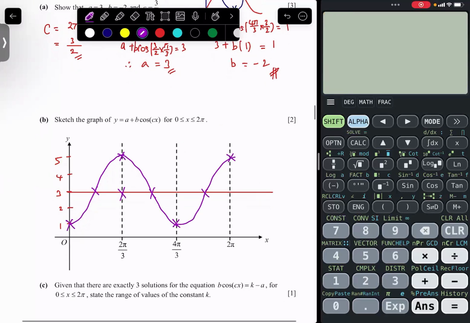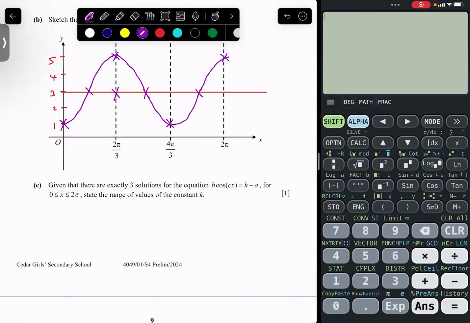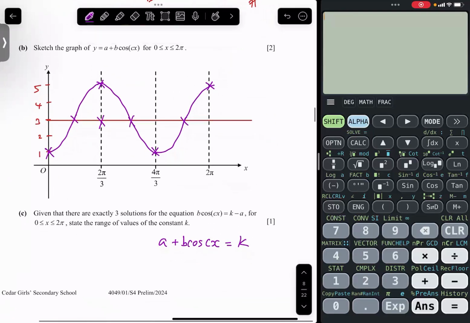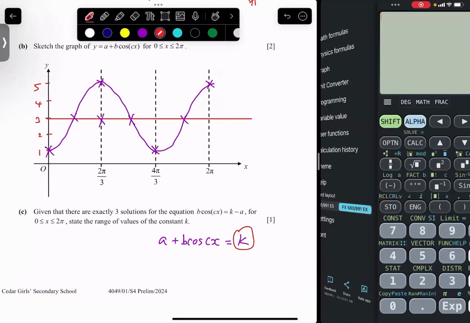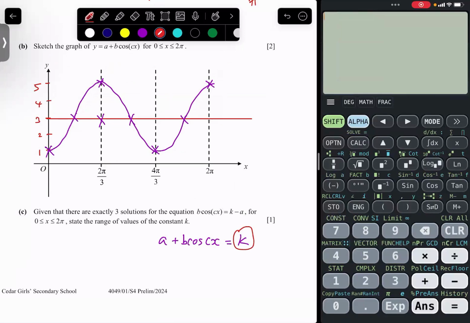Okay. Given that there are exactly 3 solutions for the equation b cos cx equals k minus a, state the range of the values of the constant k. Okay. So now for this question, when I shift the negative a back, I'll have a plus b cos cx equals k. Right. Now to have 3 solutions, what must happen? Okay. So this is just a single value k, right? y equals k. So it is a horizontal line.